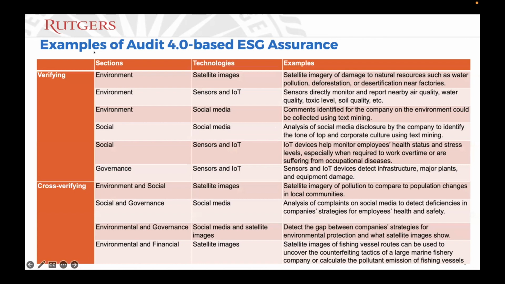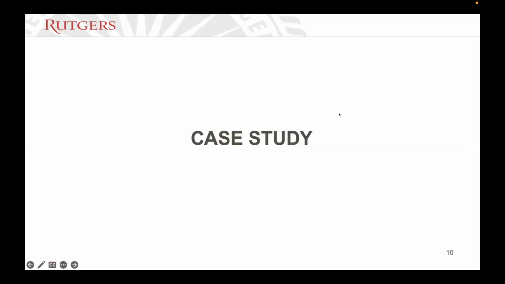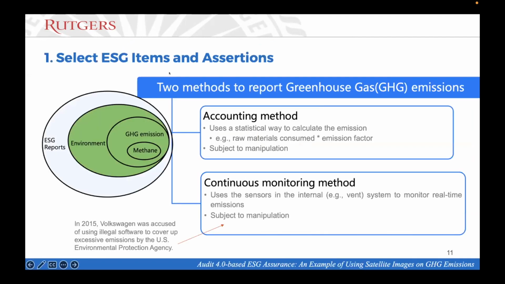There are also some examples of how to use technologies for verifying one single section or cross-verifying different sections. For example, we can use satellite images to assure damage to natural resources, such as water pollution or deforestation, use sensors to get data about air quality or water quality, and use social media to get comments identified for the companies on the environment. Then I'll show you a case study with 5 steps for the assurance.